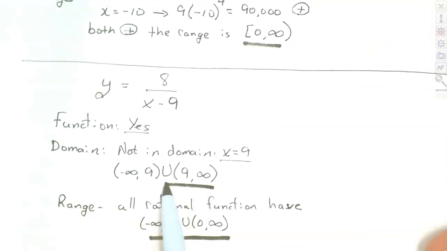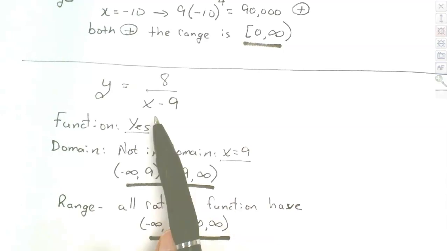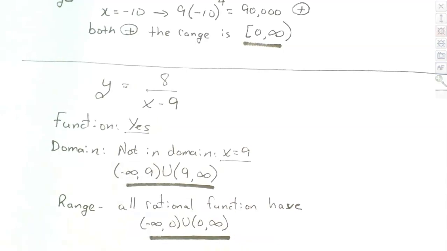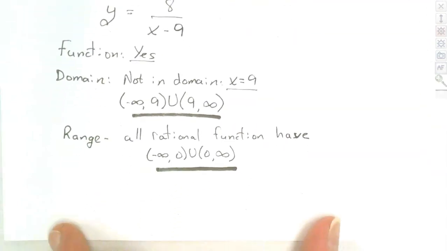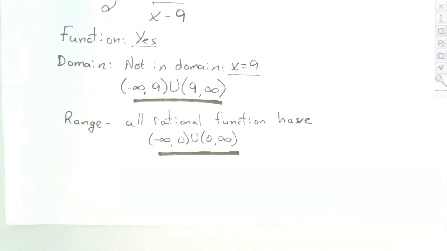And the domain is found by simply determining what number gives you division by 0. So it is a function. You find out what number doesn't work, that's your domain. And the range for all these rational functions is negative infinity to 0, union 0 to infinity. We'll do one square root problem, and then we'll look at something that's not a function.